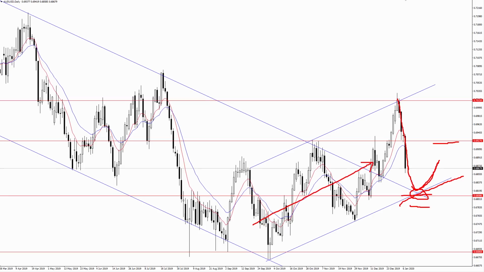So to summarize, I'll be watching to see if we can get a close below this 68.10/20 confluence of support for a move down here into the 2019 lows around 66.80. Alternatively, if we do see the Australian dollar versus the USD come down here and then bounce higher, I'll start watching for bearish price action, perhaps up here around 69.30. So I'll either look to sell on a daily close below this confluence of support or on bearish price action at key resistance like 69.30.